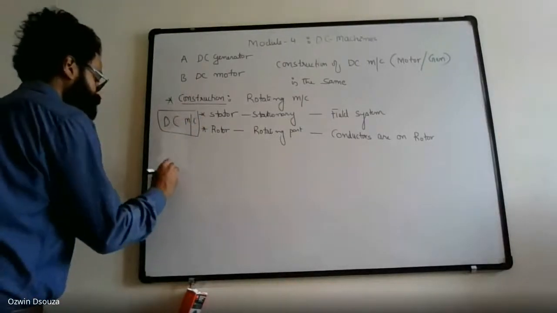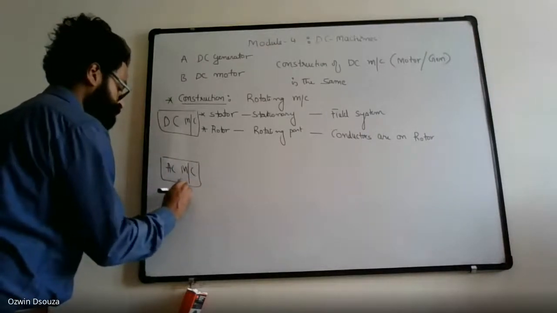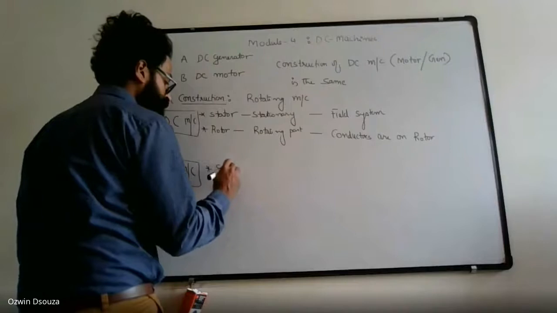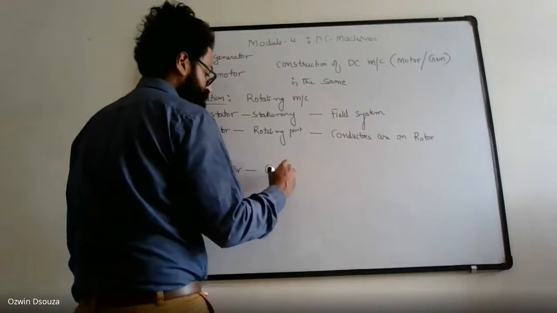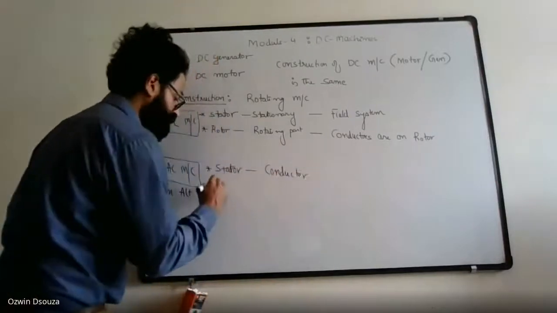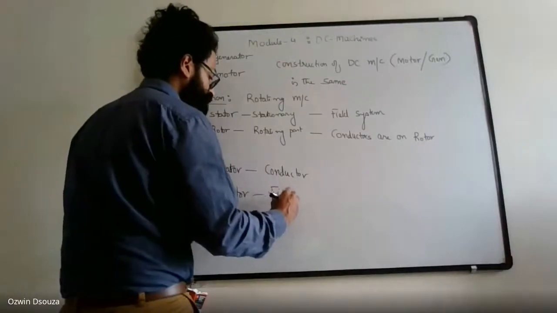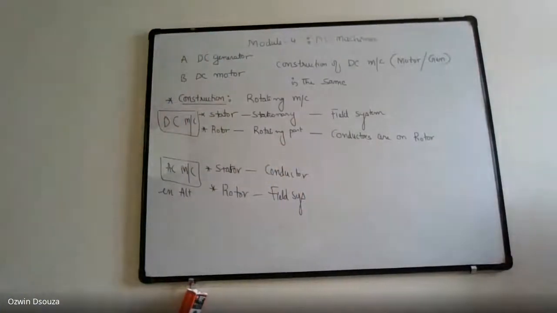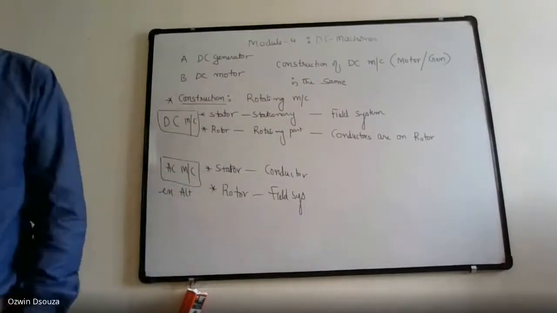You have seen in case of AC machine, for example, alternator, your stator had conductor system, and the rotor was mounted with the field system. So the construction is exactly opposite to that of AC generator. All right. So let us look at the detailed construction of DC generator.